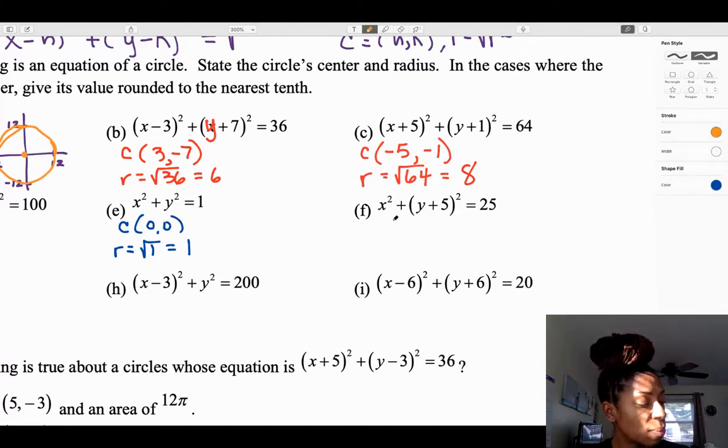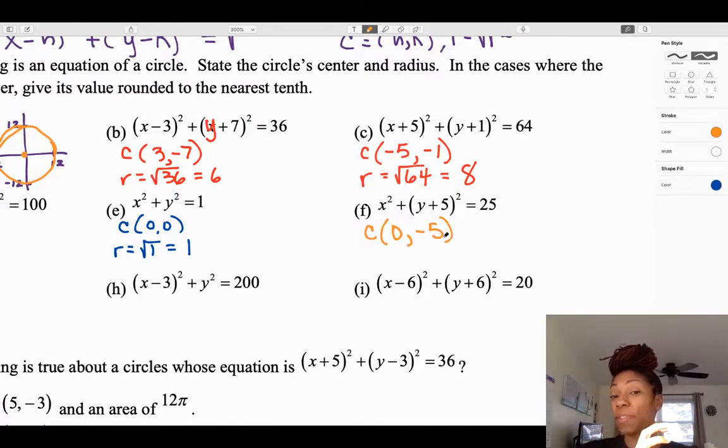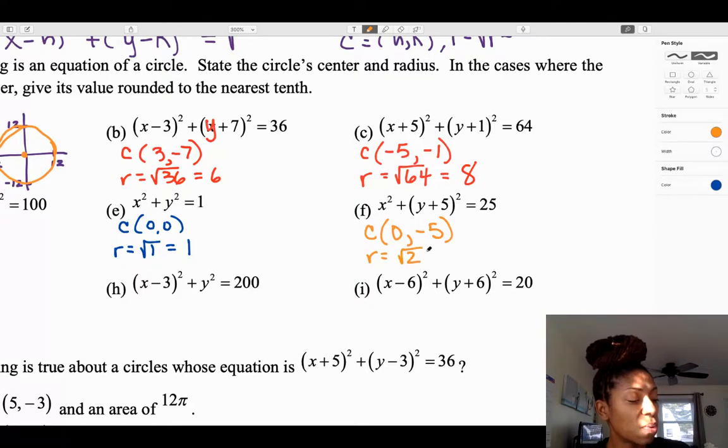So this one, the x has not been translated. So the center for the x coordinate is still 0, and the y is negative 5. It has only been shifted down. And the radius is the square root of 25, which is 5.